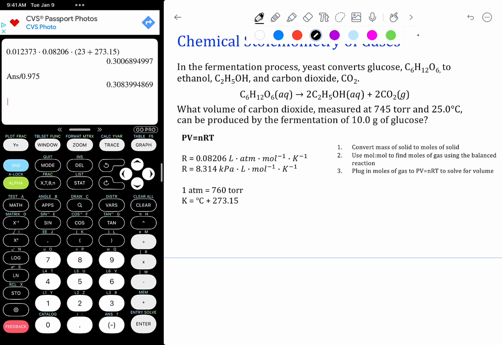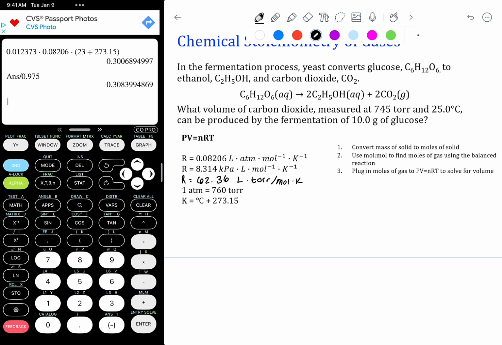pause your video and walk through this. I will give you the R for torr so you don't have to convert. So let's see, R for torr is 62.36 liters times torr per mole Kelvin. So there's R there. You could also convert torr to atm and use the other R. Really, whichever route you take is fine.